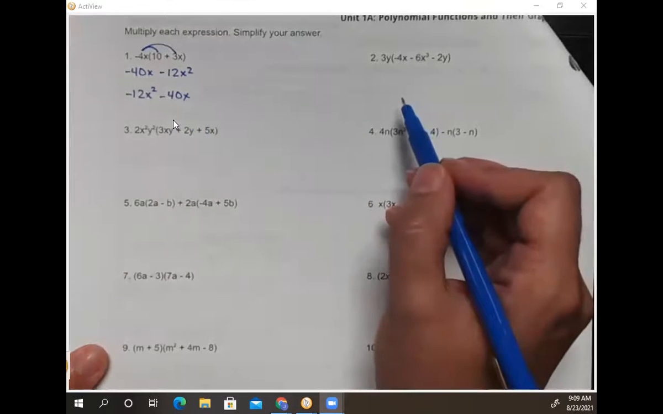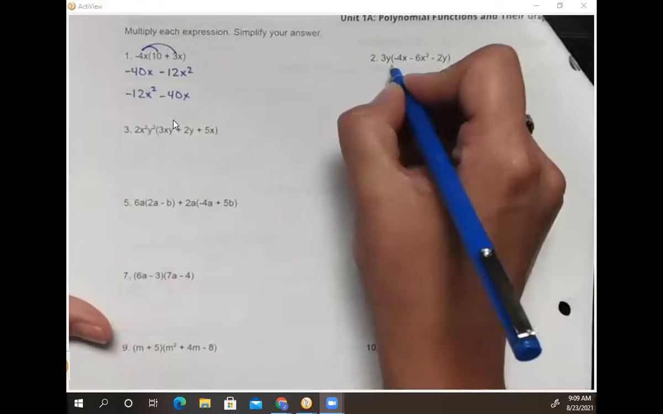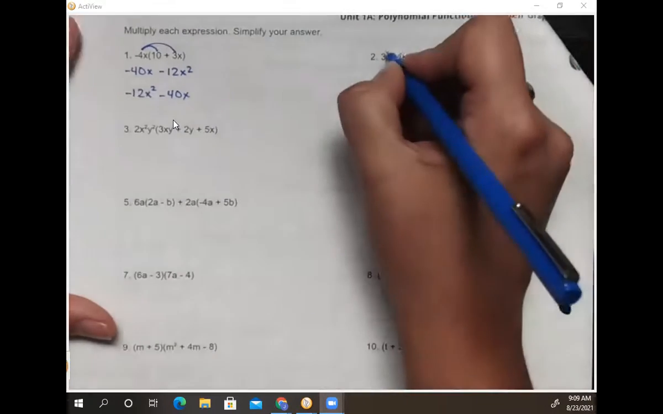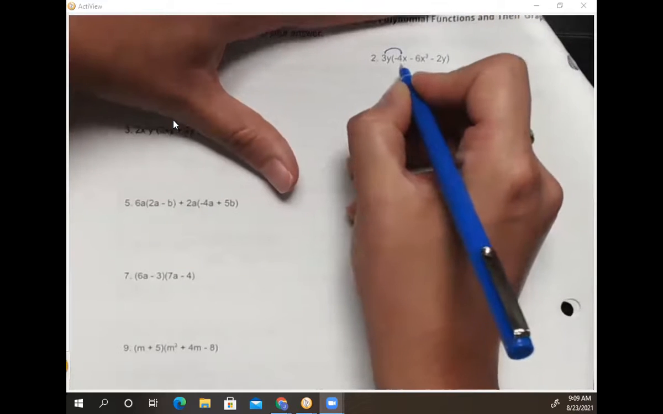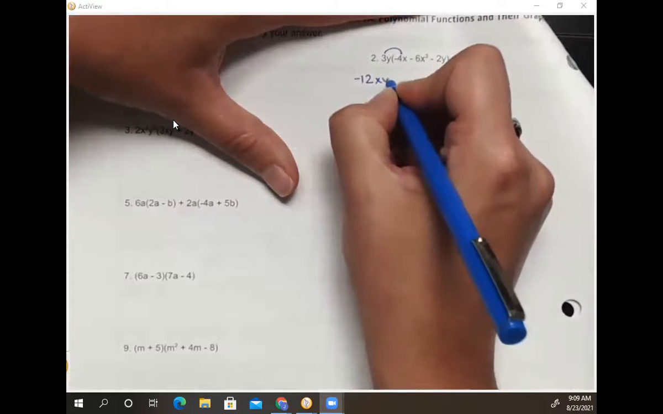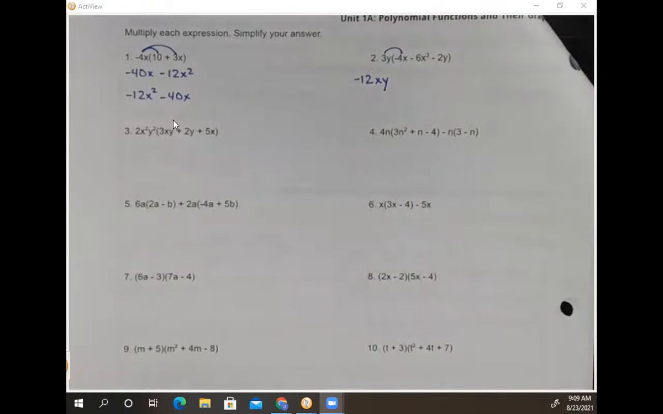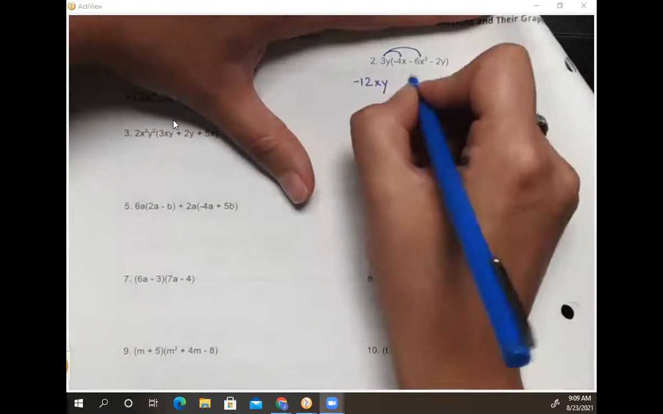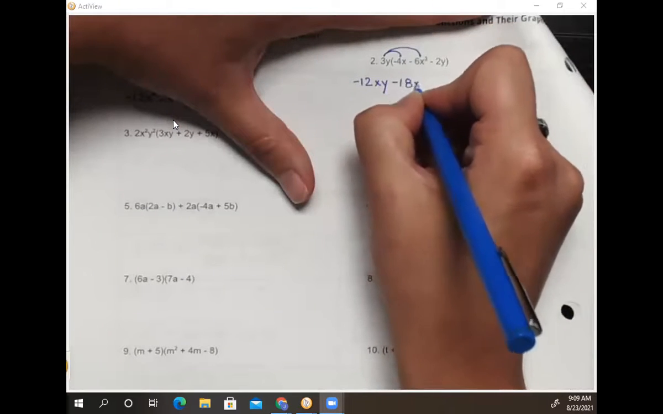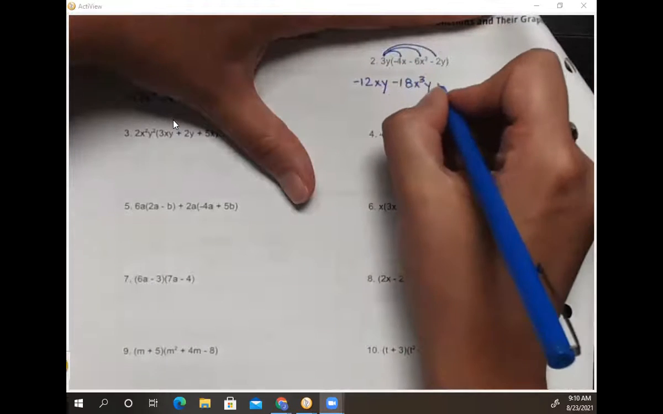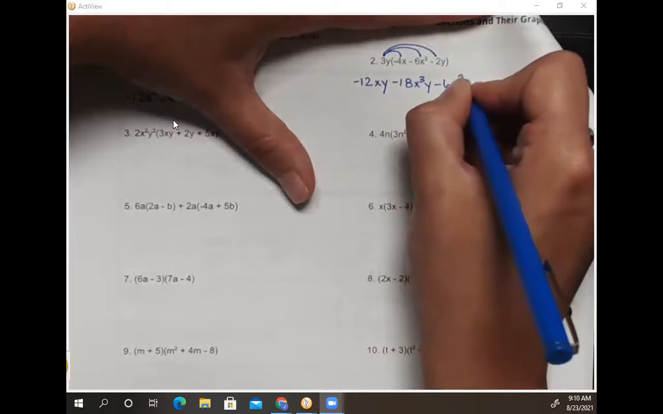Okay, number 2, same idea. So this time I've got different variables. I've got x's and y's in here. That's okay, I treat it exactly the same way. So I would have negative 3y times negative 4x. So that would be negative 12xy, or yx if you want. I tend to put the variables in alphabetical order, but you don't have to. And then this would be negative 18x cubed y. And then negative 6y squared.